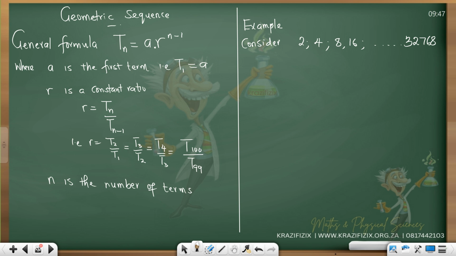Okay? So let's check if it's a ratio. What is my ratio? 4 divided by 2, and that's 2. I can also check 8 divided by 4, that's 2. I can also check 16 divided by 8. So that confirms it to be a geometric sequence. Beautiful. What is my Tn going to be? A r to the power n minus 1. What is my A? My A is 2. What is my ratio? 2. So Tn is 2 times 2 to the power n minus 1.